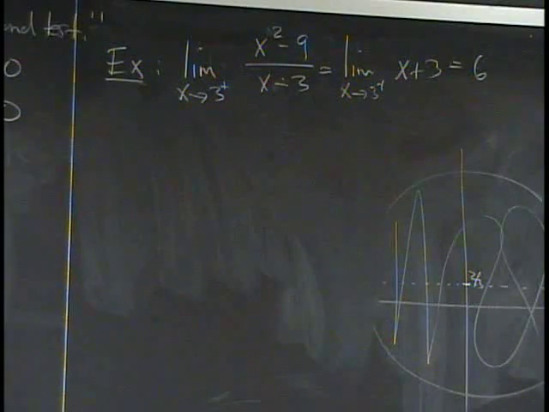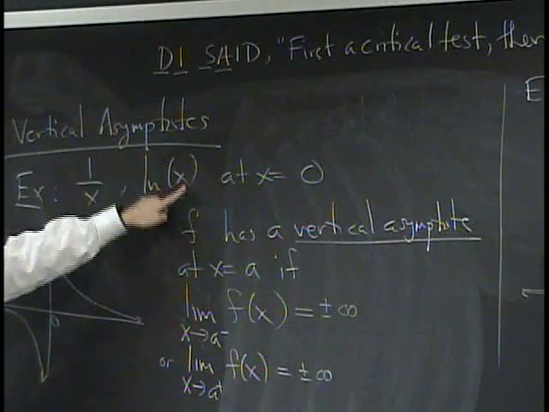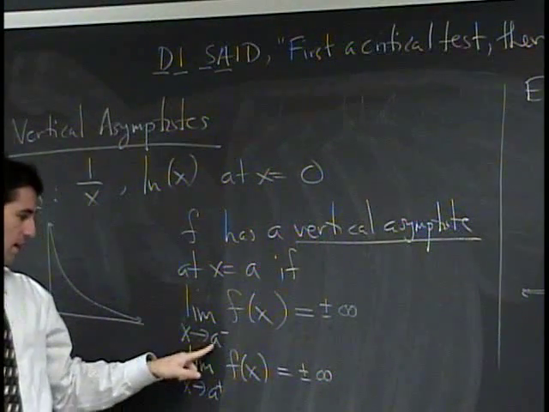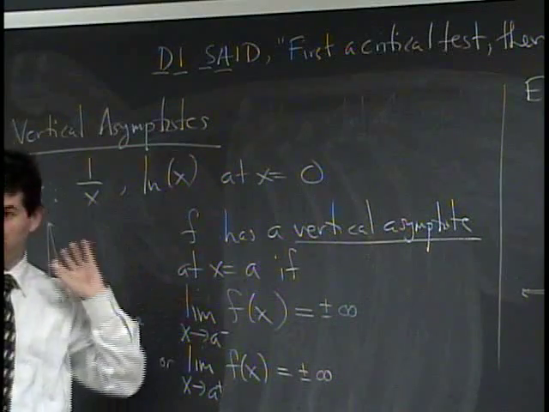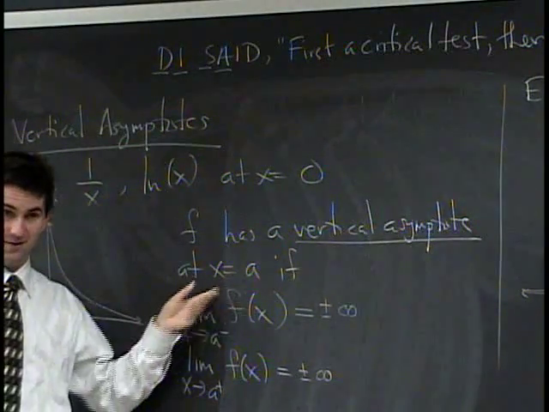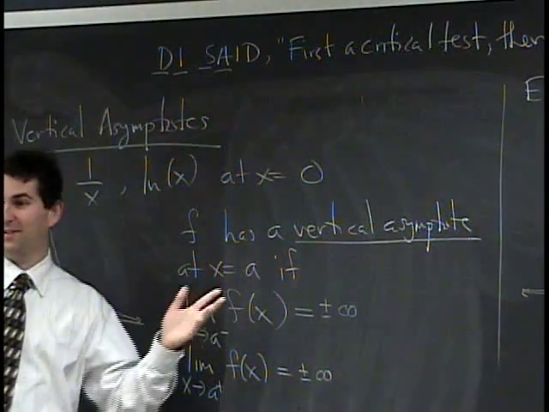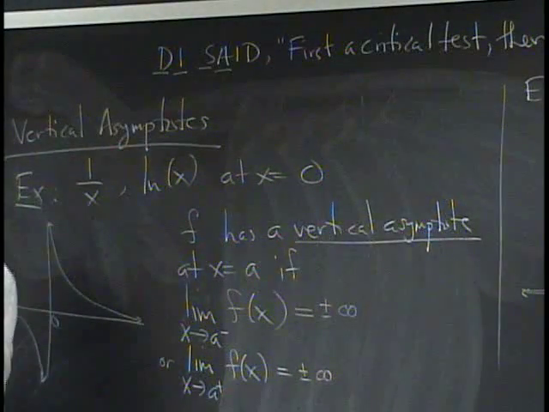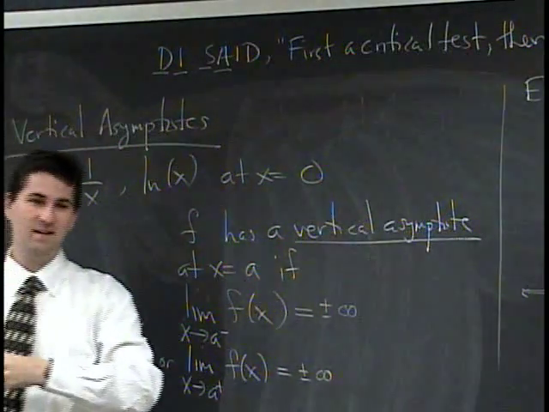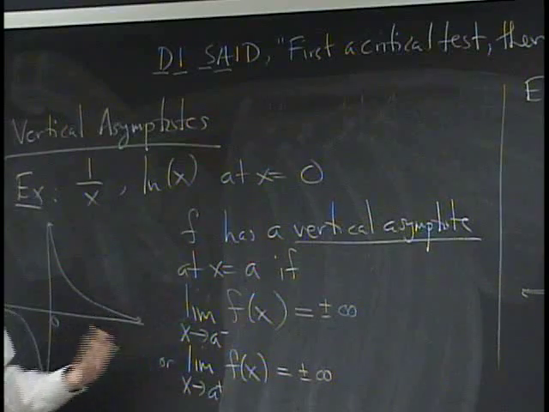And of course, ln of x has a problem at 0. It goes to minus infinity, so it has a vertical asymptote. Again, ln of x gives you a good reason why you can't just put in the limit as x goes to a without reference to a direction, because ln of x isn't even defined on the other side of 0. So you really need to just look at one of the directions.